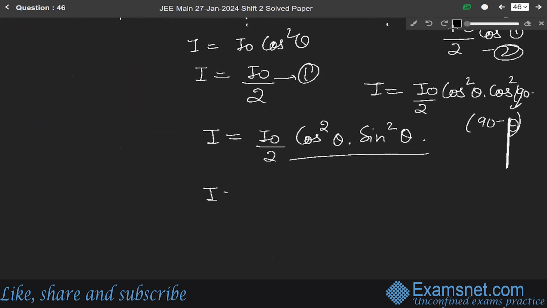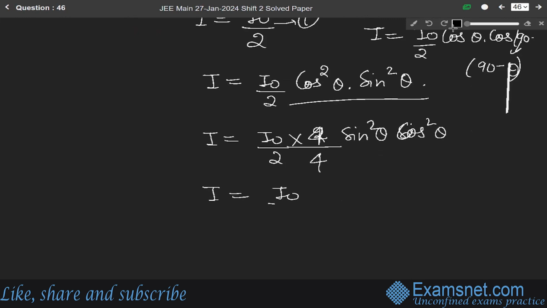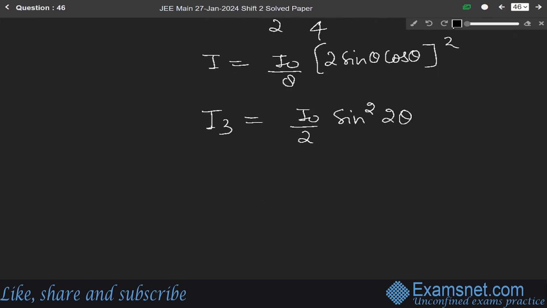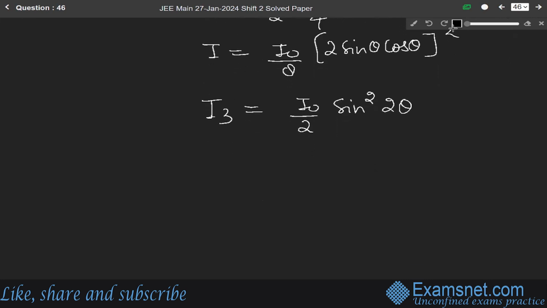So we will get I equals I naught by 2, multiplying numerator and denominator by 4, 4 sin square theta cos square theta. So we will get I equals I naught by 8 (2 sin theta cos theta) whole square, so I naught by 8 sin square 2 theta. This is the maximum intensity coming out from the third Polaroid. So we have to find the angle. This will be maximum when sine 2 theta will be maximum.